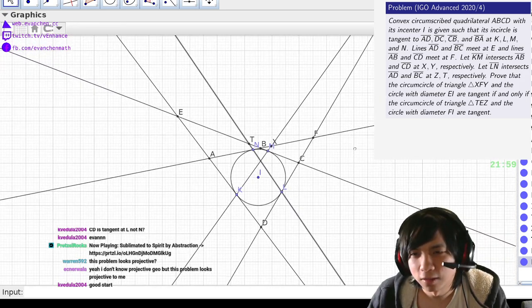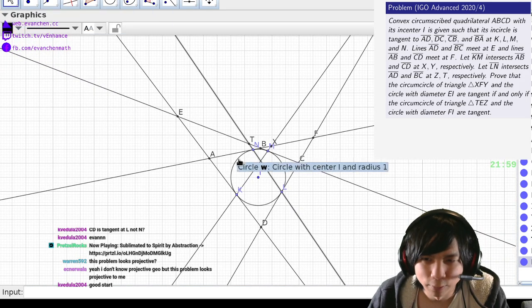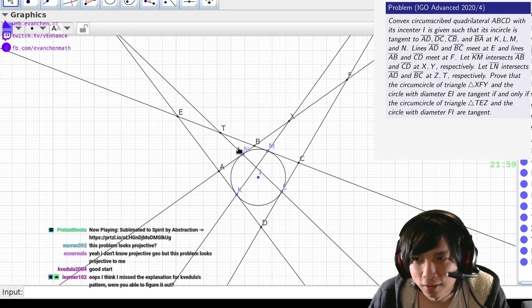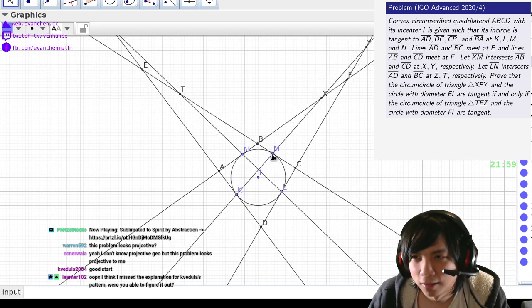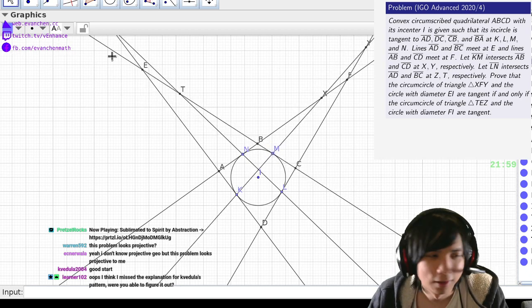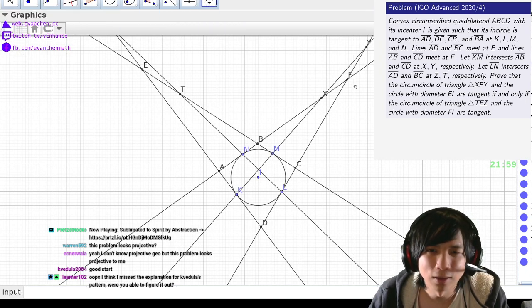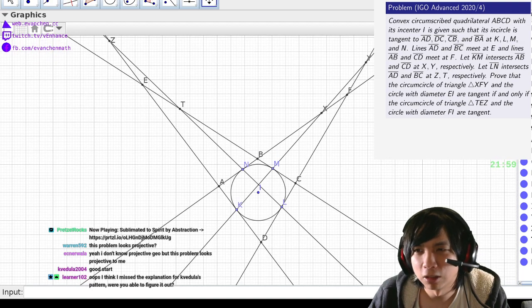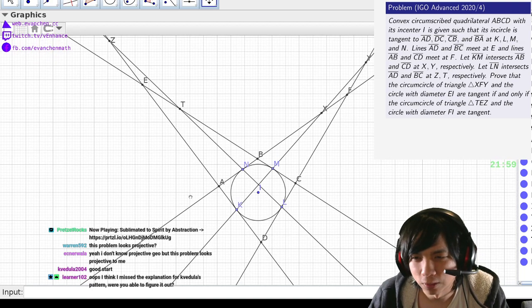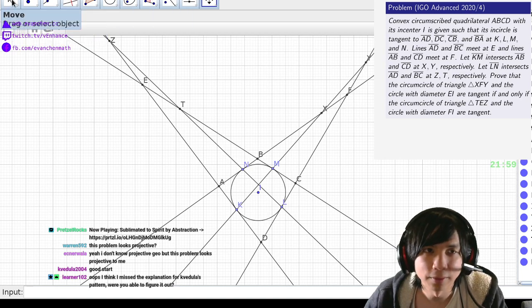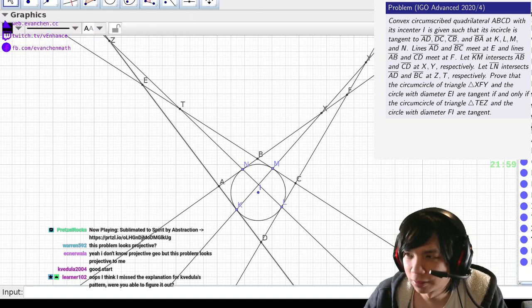Okay, so this diagram sucks. Oh my lord, everything is off the page. Oh my god, this is a disaster. Were we able to figure it out? We didn't work through the details, so arguably no. This diagram is awful. I can't believe this.